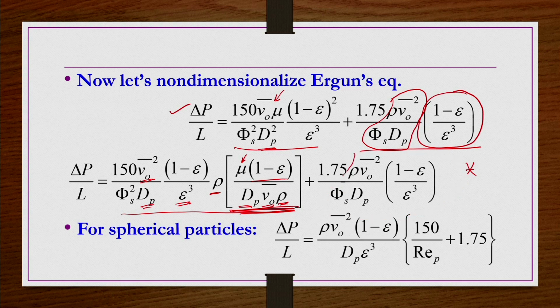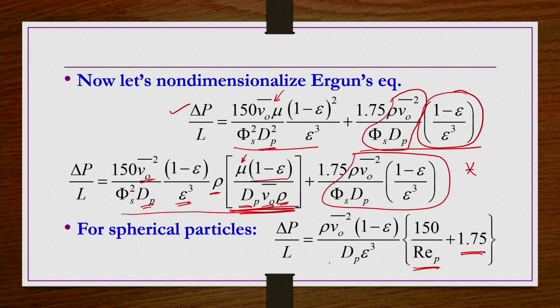So, delta P by L on the left hand side, and on the right hand side rho V naught bar square 1 minus epsilon by dP epsilon cube we take common, after taking phi s equal to 1, that is for spherical conditions. From the first part we have 150 multiplied by mu 1 minus epsilon by dP V naught bar rho. That is nothing but 1 by Rep. So, we can write 150 by Rep, and this part is anyway taken common. So, only 1.75 is remaining.